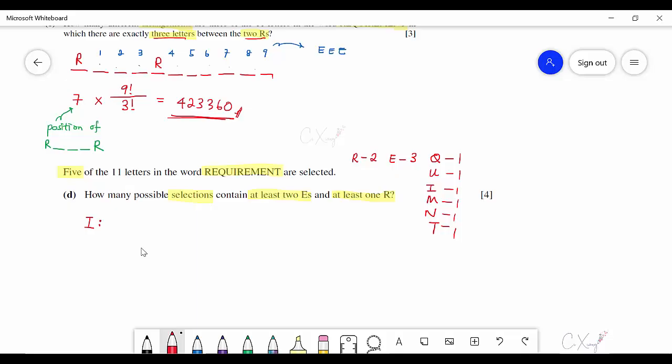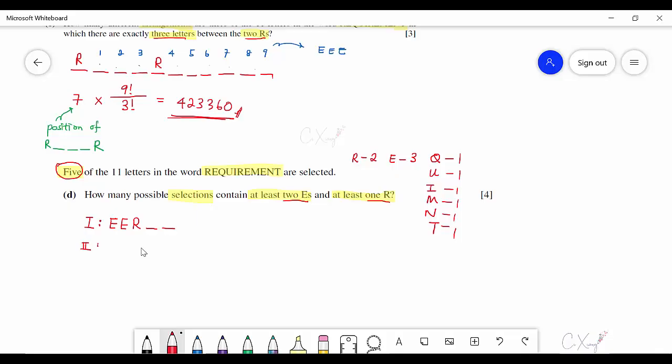Okay, so first case, just bear in mind that you want to select 5 letters in total, and out of these 5 letters, you must have at least 2 E and also at least 1 R. So maybe I start with the basic one first. I'm having 2 E and 1 R. Therefore, I still have 2 empty spaces, which are not E and R. Okay, so this is my first case.